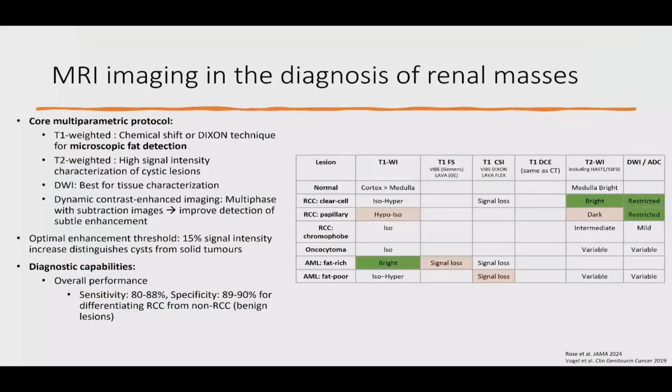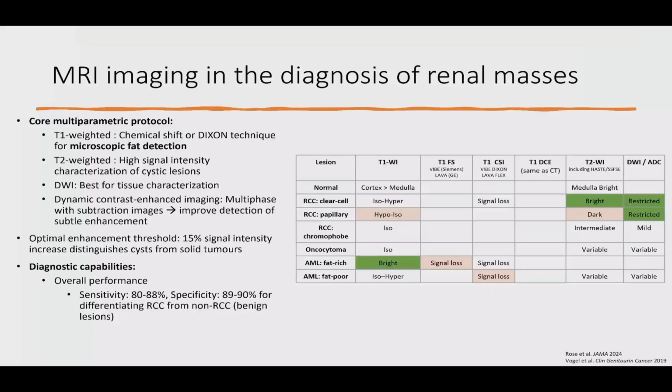When it comes to MRI imaging, a multi-parametric protocol is also preferred. And you can see the characterizations based on the phases on the right-hand side, also courtesy of Dr. Daudek. So the T1 weighted phase allows for microscopic fat detection, and T2, on the other hand, allows for really high signal intensity characterization of cystic lesions. DWI is best for tissue characterization, and multi-phase with subtraction images improves the detection of subtle enhancement, which is important, especially in CT indeterminate lesions.